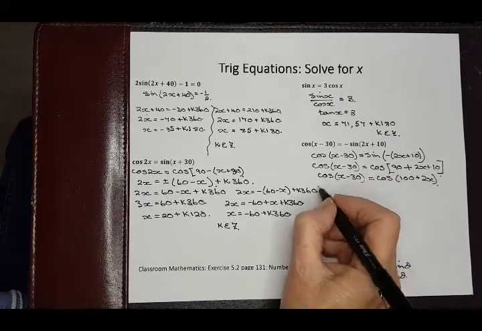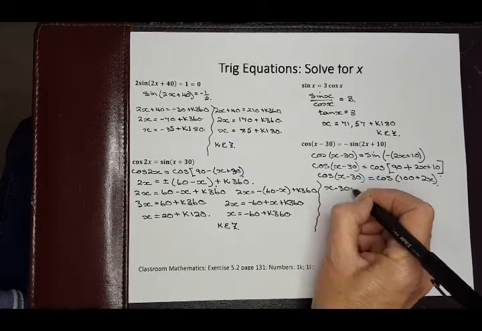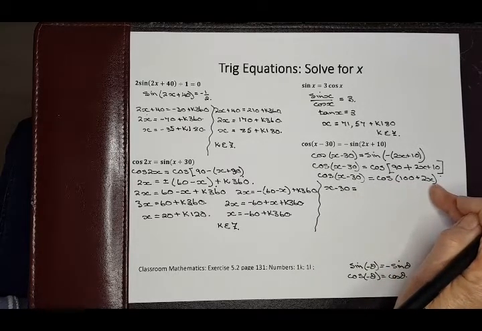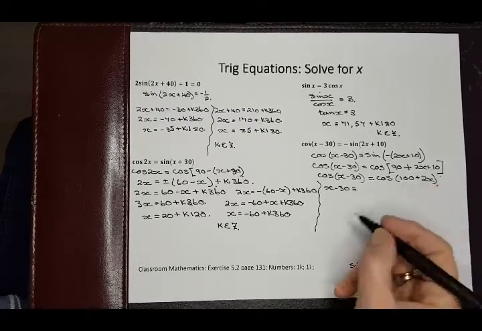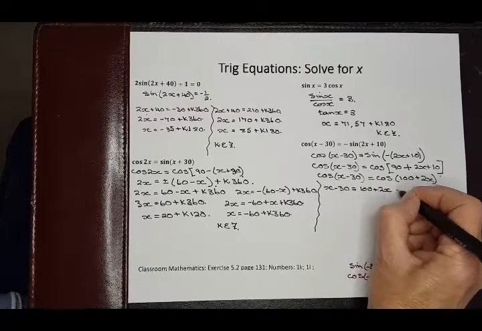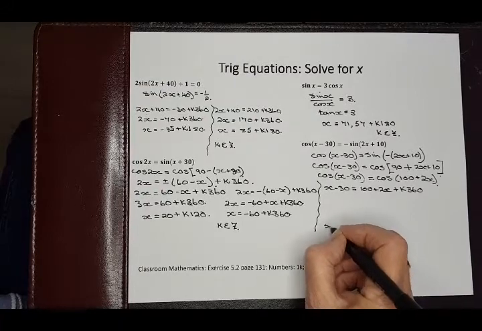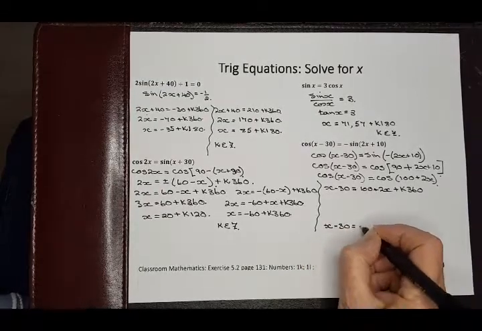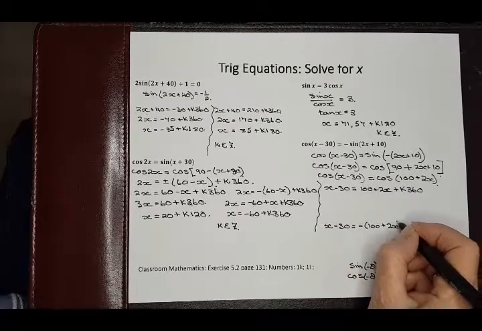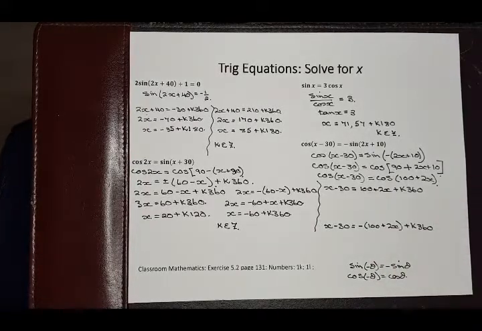This is going to tell me that x - 30 is either equal to 100 + 2x or 100 - 2x. I'm just going to write the two, one underneath the other here. 100 + 2x + k·360. Or the other possibility is that x - 30 is equal to -100 + 2x + k·360. And each one of those needs to be solved.